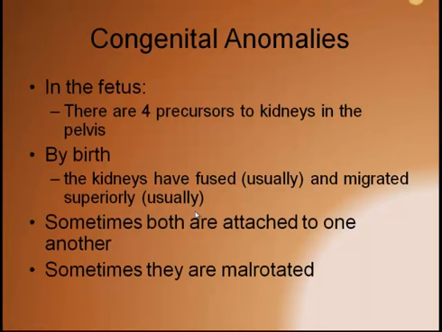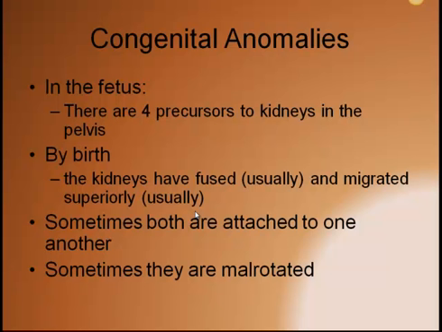Now, with regards to issues with the kidneys, in the fetus there are these kind of perinephric type of tubules that essentially are precursors to the kidneys. There's 4 of them, 2 on the left side, 2 on the right side. As fetuses develop, these precursors fuse together and ascend up so that they will be positioned at about the level of L2, thereabouts, when the baby is born.